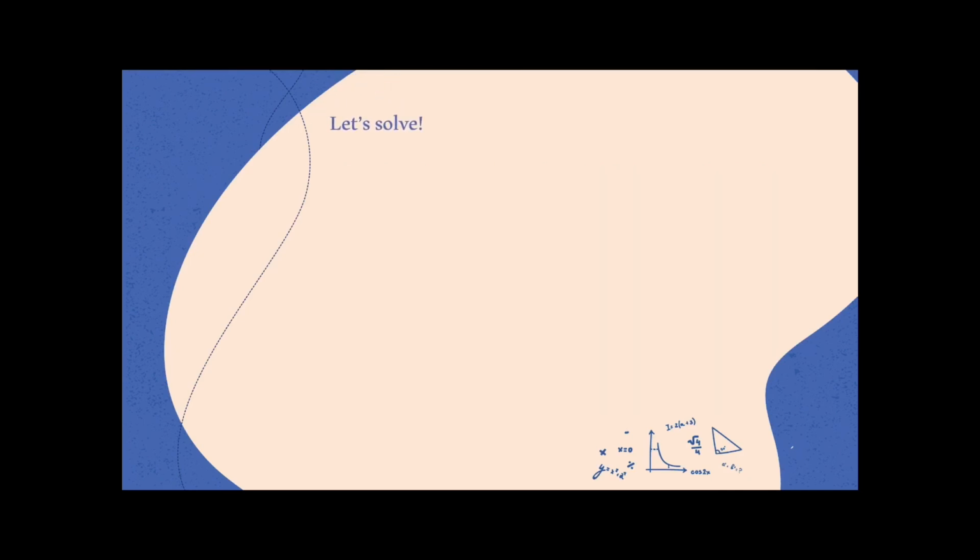Let's solve. First, let's write down the formula. Next, we will insert our given into the formula. We'll distribute 5 into n minus 1. Use the addition property of equality to isolate 5n. Divide both sides by 5 to get the value of n. N is equal to 46.